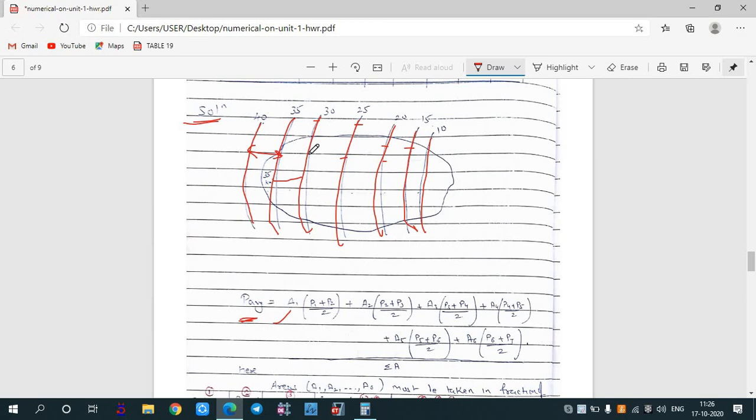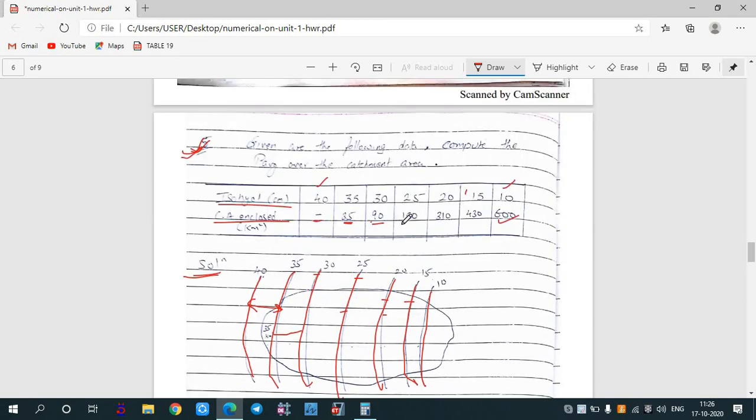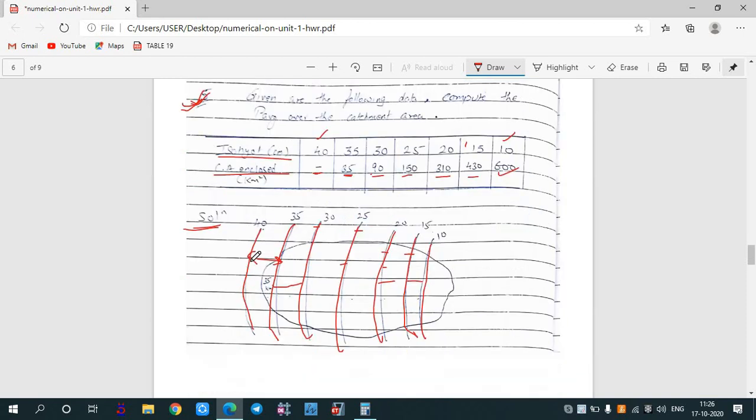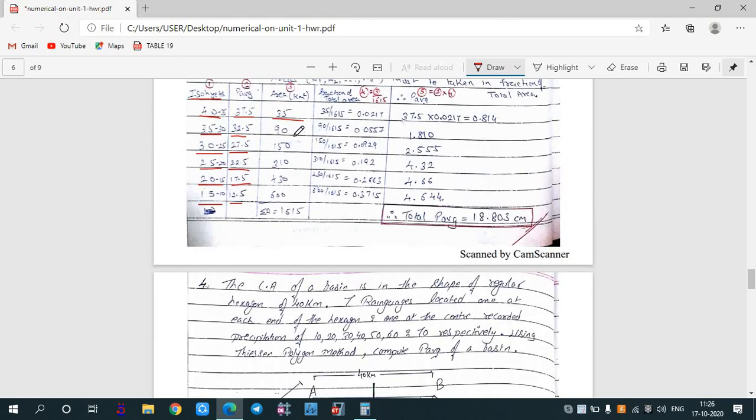Similarly, from 30 to 25, which area is coming? The next area will be 150. From 25 to 20, it will be 310. From 20 to 15, it will be 430. And between 15 to 10, it will be 600. So we'll write all the areas: 35, 90, 150, 310, 430, and 600 square kilometers.